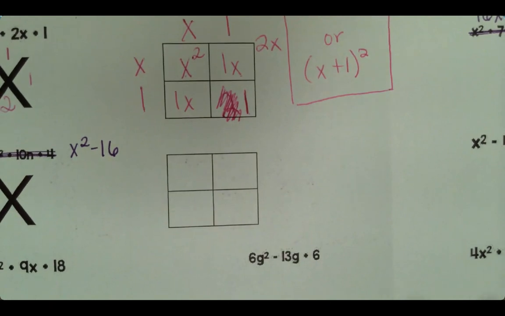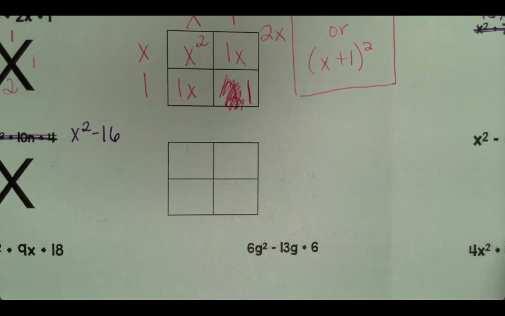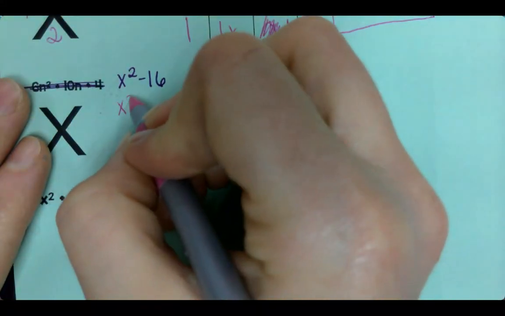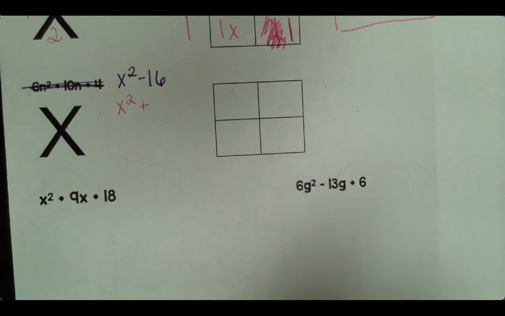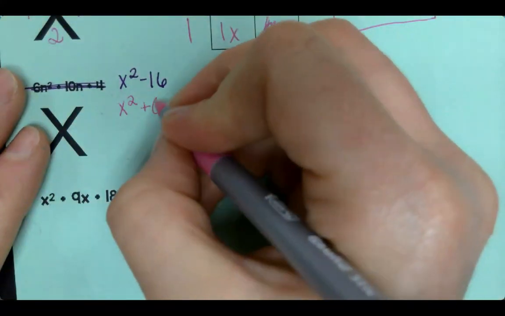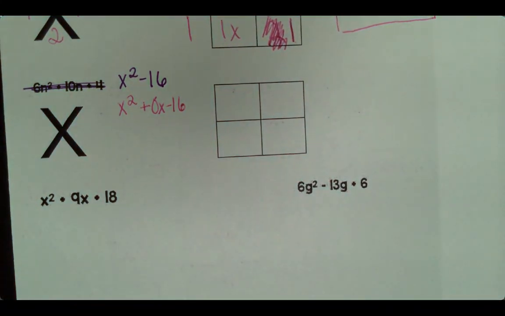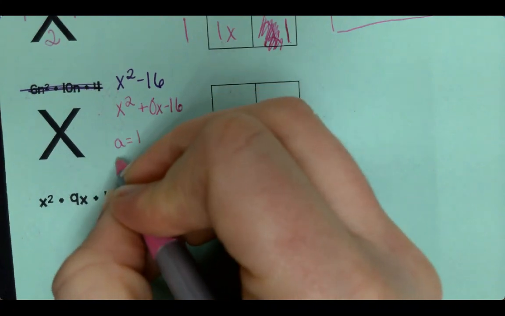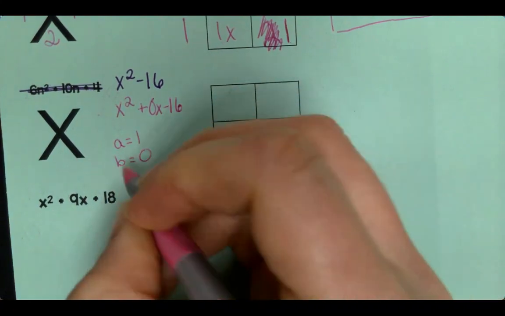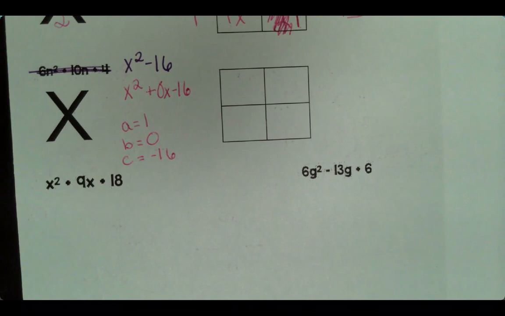Now let's go to the next one. This isn't a trinomial, but could I write it as a trinomial? x squared plus, if there's nothing there, what number says nothing? 0x minus 16. So if you don't have a term with just the x, go ahead and put 0x. All right, so now we can write a is 1, b is 0, c is negative 16. Right? Yeah, because it's a minus 16.